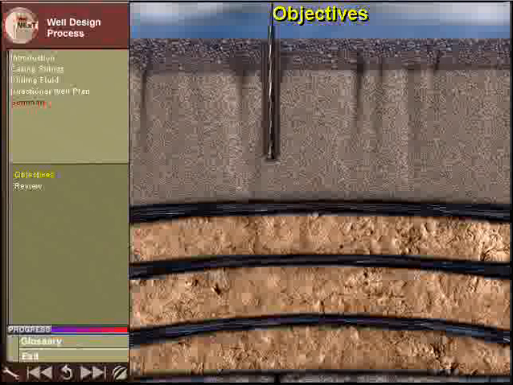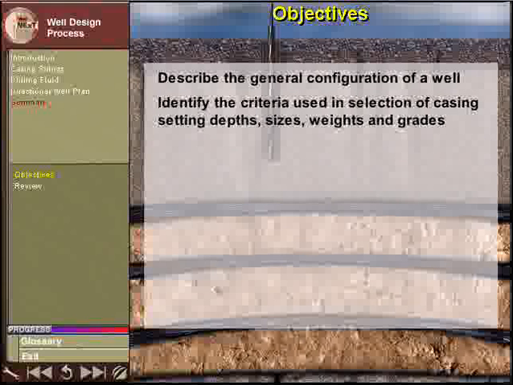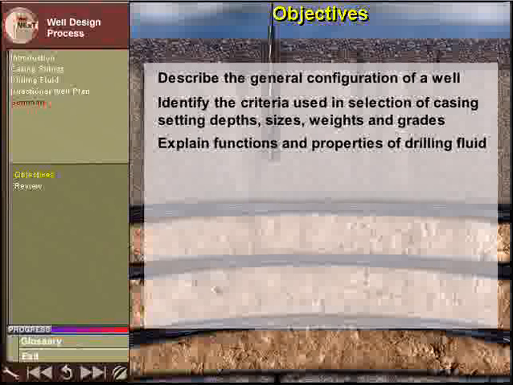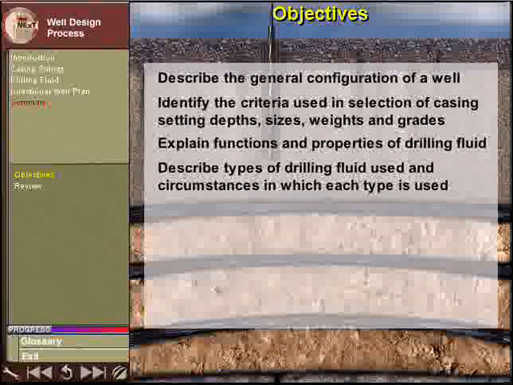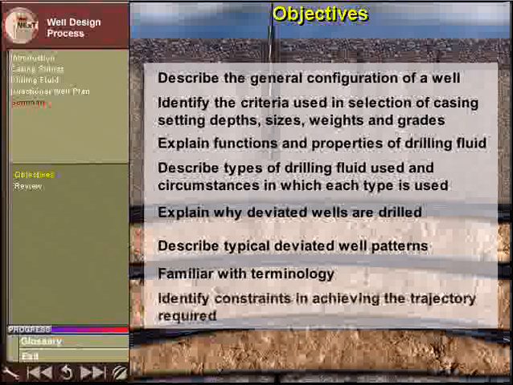Now that you have completed this module, you should be able to describe the general configuration of a well, identify the criteria used in selection of casing setting depths, sizes, weights, and grades, explain the functions and properties of a drilling fluid, describe the types of drilling fluids used and the circumstances in which each type is used, explain why deviated wells are drilled, describe typical deviated well patterns, demonstrate familiarity with the terminology associated with deviated well patterns, identify the constraints in achieving the trajectory required in a deviated well.